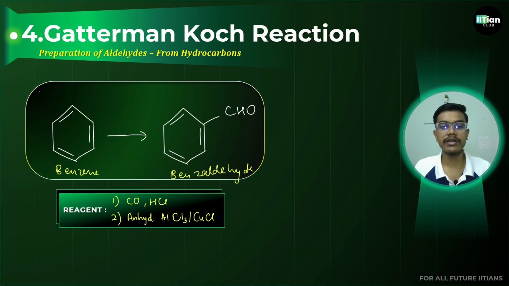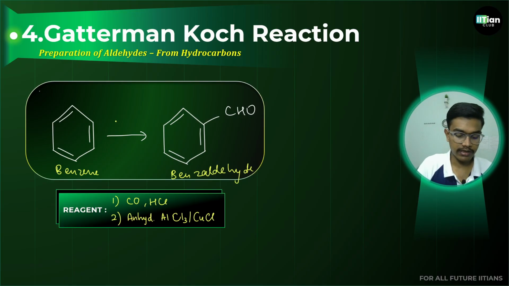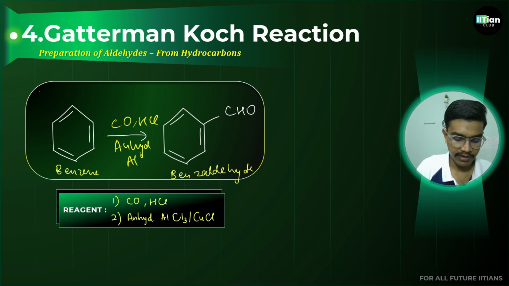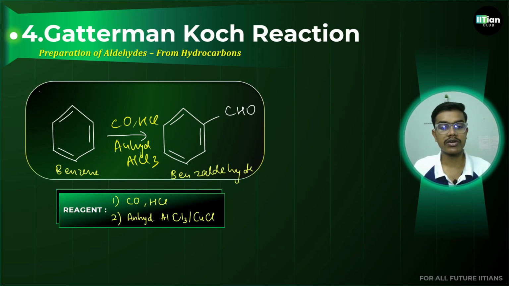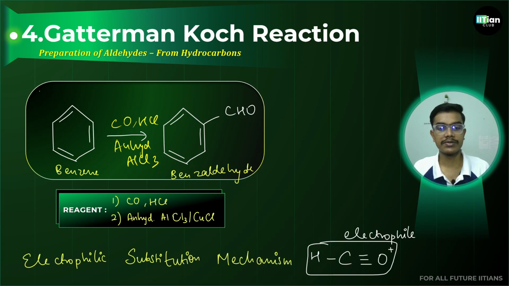Next, we have Gattermann-Koch reaction, which is also a preparation of aldehydes from hydrocarbons. Here, benzene, when you are reacting with carbon monoxide and HCl, and then in the presence of anhydrous aluminum chloride or copper chloride, you will be getting benzaldehyde, and this follows electrophilic substitution mechanism, and the electrophile is this.